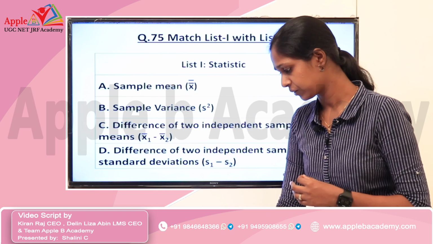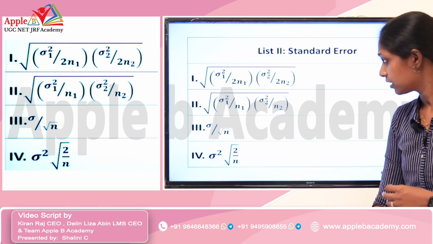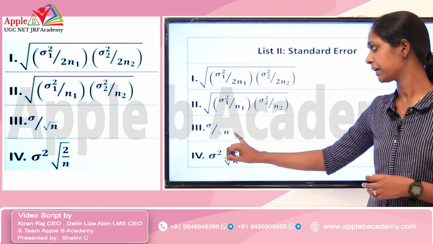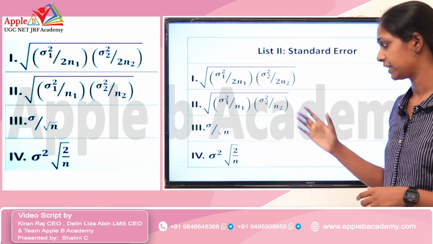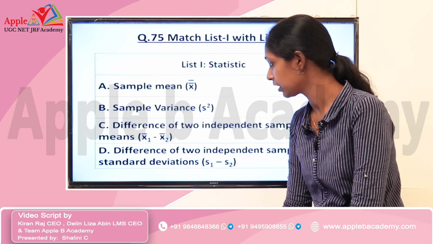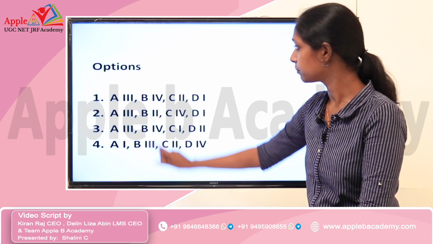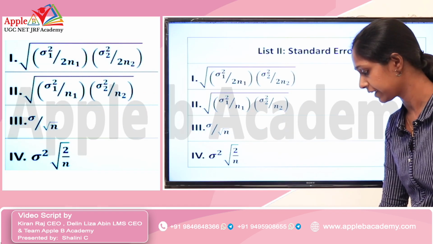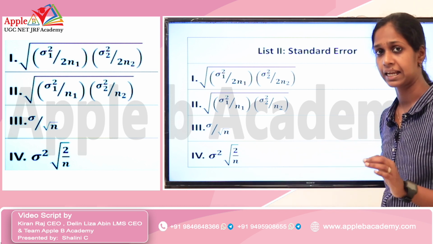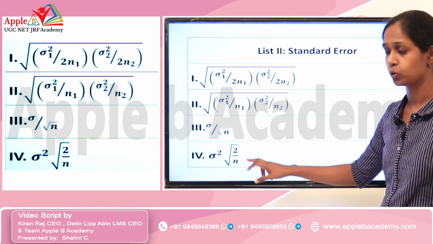Let us see. A3, sample mean x bar. A is given as 3. The standard error of a sample mean is nothing but sigma by square root of n. That is evident. So the standard error of the sample mean is equal to sigma by root n. Next we look at sample variance. Sample variance, B is 4. So the standard error of a sample variance, as we have learnt, is sigma square root of 2 by n.